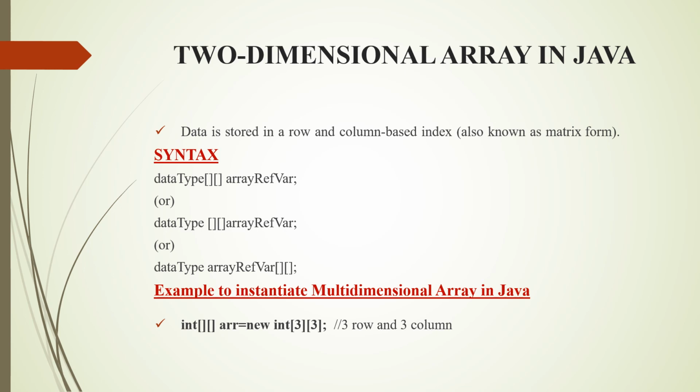Example to instantiate a multi-dimensional array. We saw the syntax, and using that syntax, here is how we represent the array. Here the integer data type is used: int[][] arr = new int[3][3]. new is the keyword to allocate memory for this two-dimensional array, and the maximum size of the array is 3 rows and 3 columns.